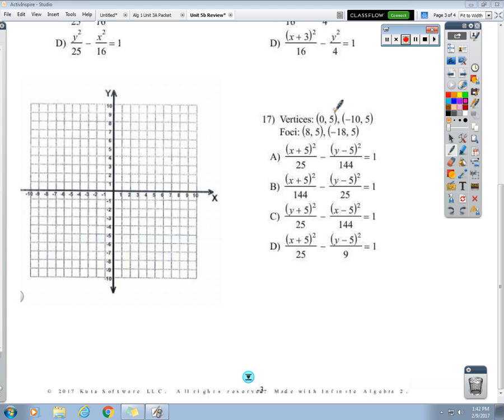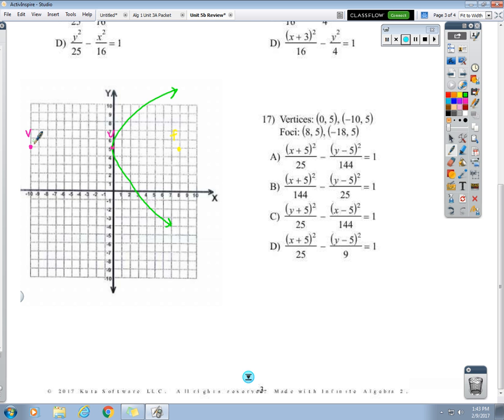The first thing I'm going to do is plot my 2 vertices. So 0, 5 would just be straight up the y-axis to 5. Negative 10, 5 would be left 10, then up to 5. Okay, those are my vertices. Then I plot my foci points. 8, 5 would be right 8, up 5. And that's a foci point. And then negative 18, 5, which is obviously going to run off the graph, but just by knowing that the foci points are left and right of the vertices tells you what about this hyperbola? It's a horizontal one.